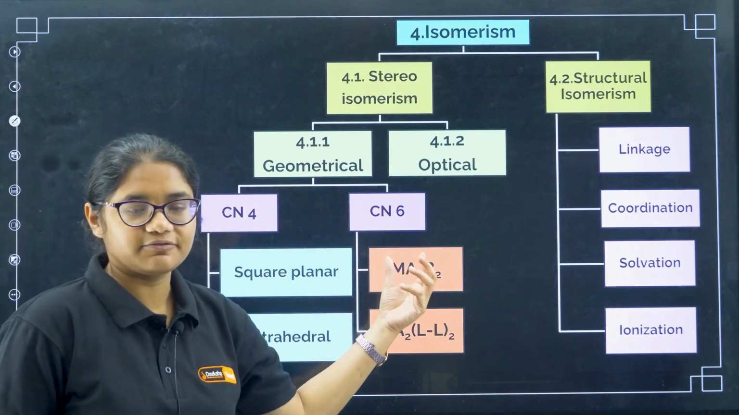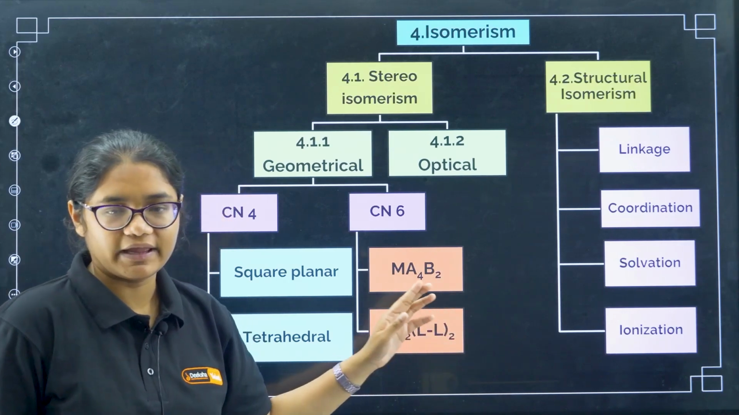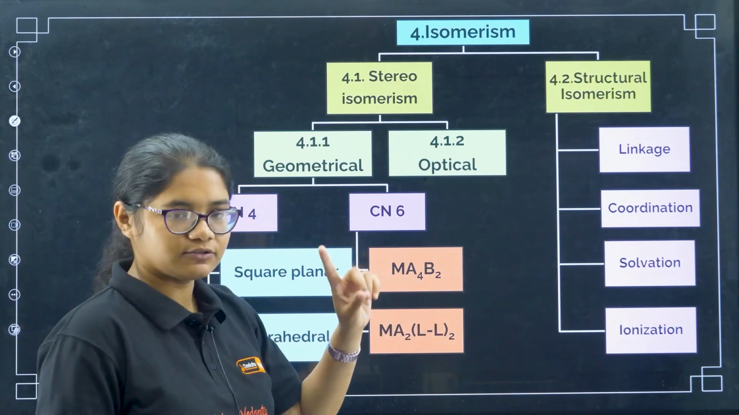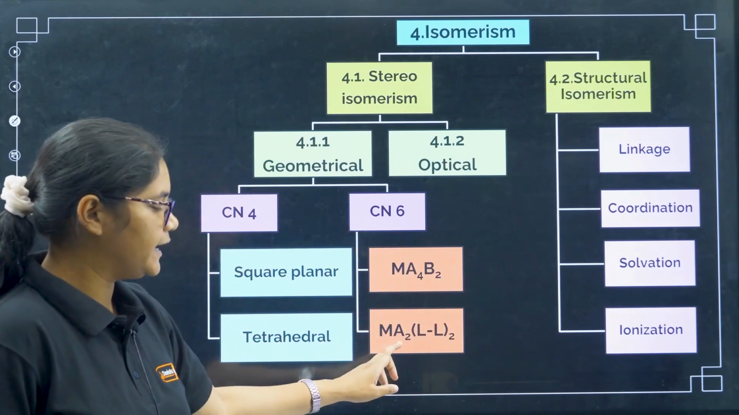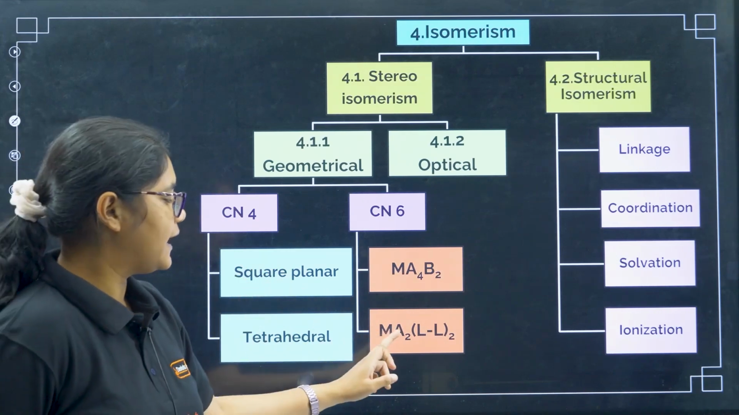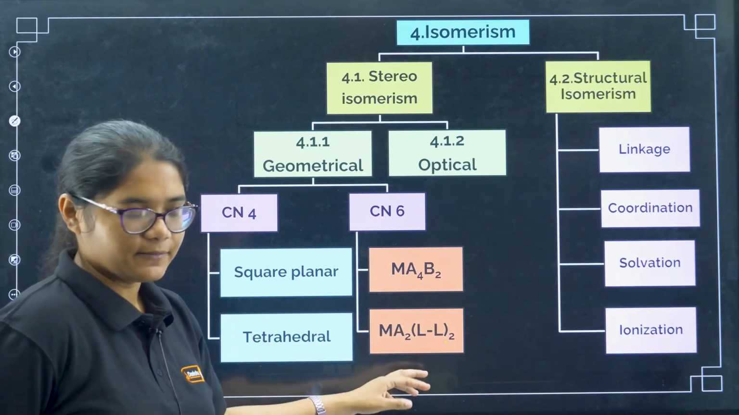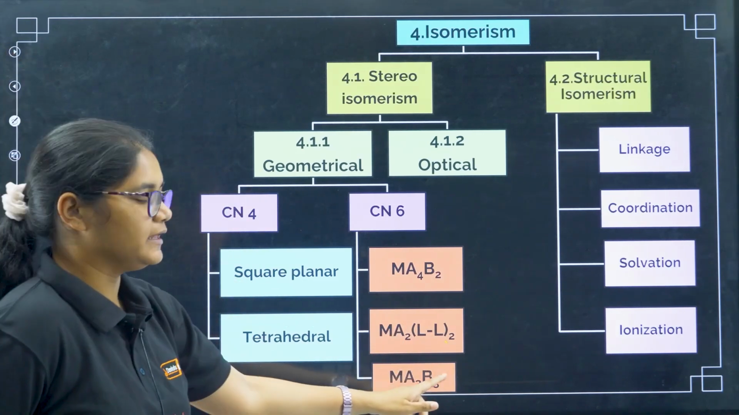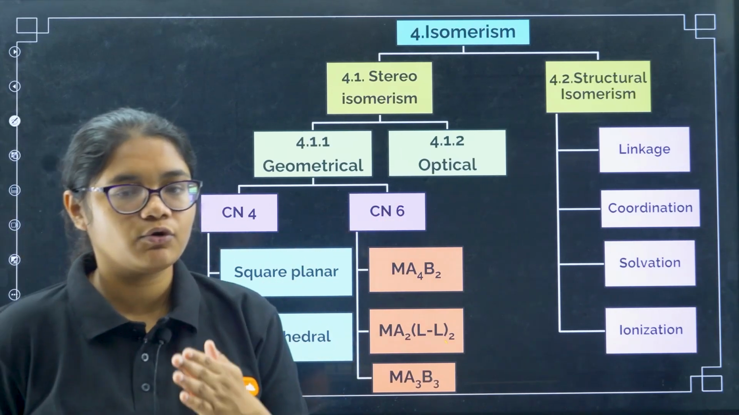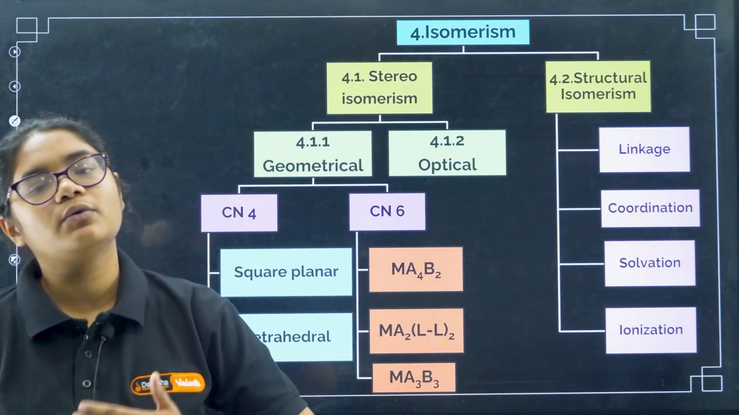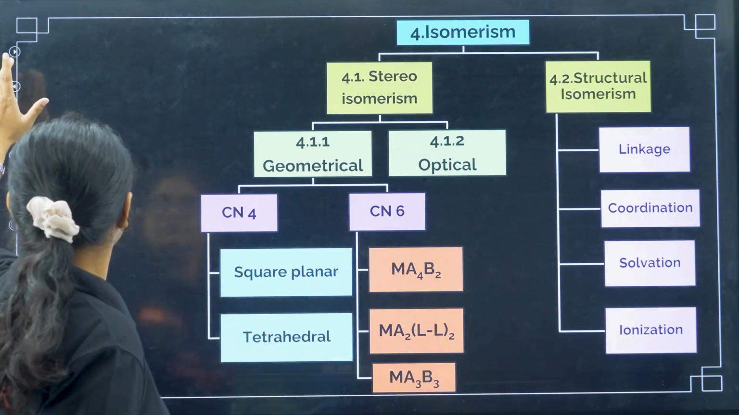Now in coordination number 6, if the metal is forming coordination number 6, then we can have these types of complexes: MA4B2, where A4 means 4 ligands of one type and 2 ligands of another type; and MA2(LL)2, where A is a monodentate ligand and LL is a bidentate ligand, so 2 plus 2 into 2 is 4, 5, 6, again coordination number 6; and MA3B3. So to make coordination number 6, we have MA4B2, MA2(LL)2 and MA3B3 in our syllabus. What isomerisms these show, we will see now.